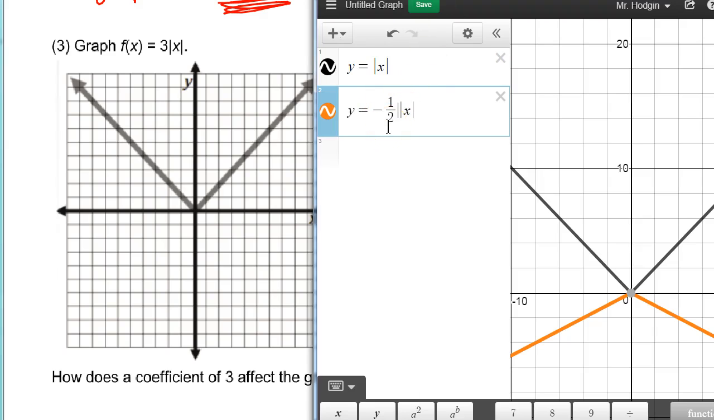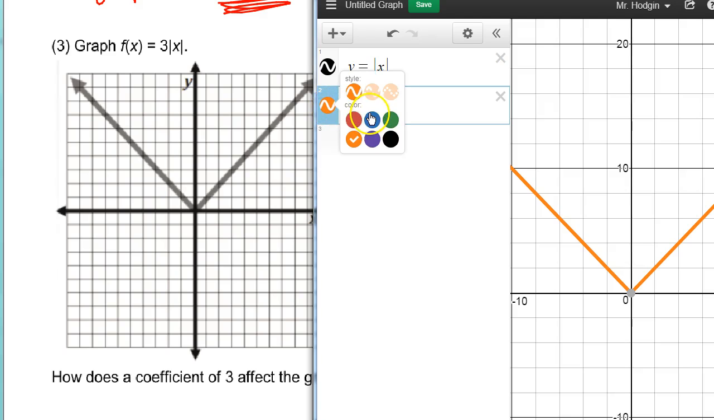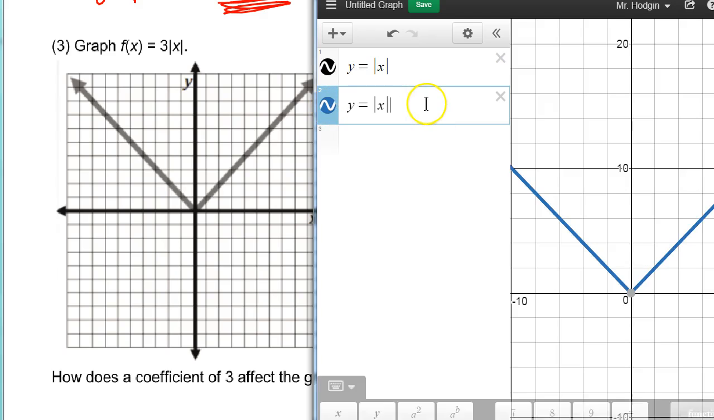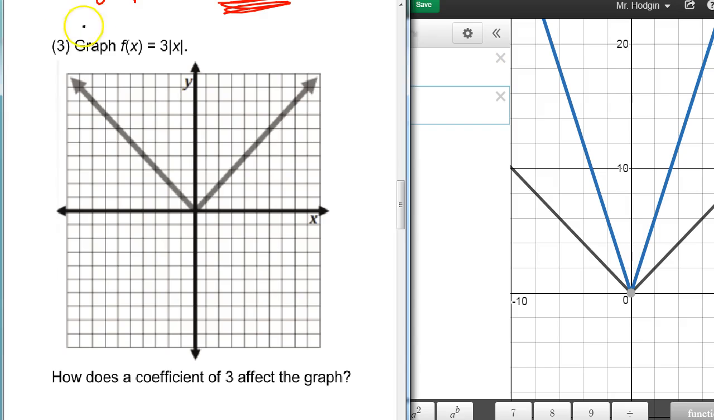All right, so you can always make a prediction and then go back over here and just double check and see if that's what you get. Blue. Hold that down, change to blue. All right, and I can make this a 3. And voila. It now has a slope of 3.